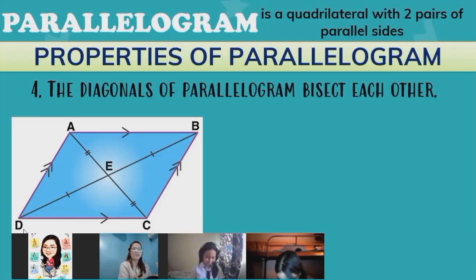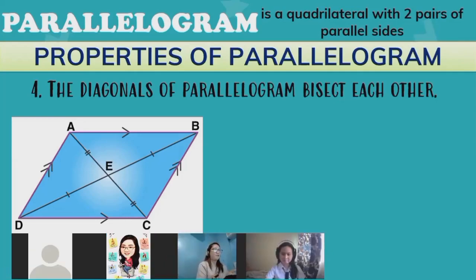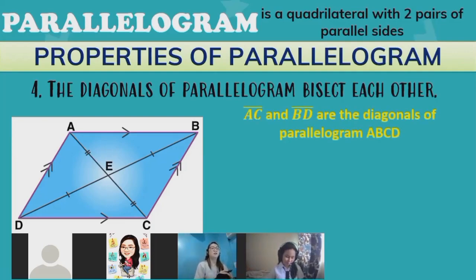Okay, so since there are only two diagonals for a parallelogram, can you tell me now what are those diagonals in this figure? Jeff? Ma'am, AC and BD po. Okay, very good. AC and BD are the diagonals of parallelogram ABCD.